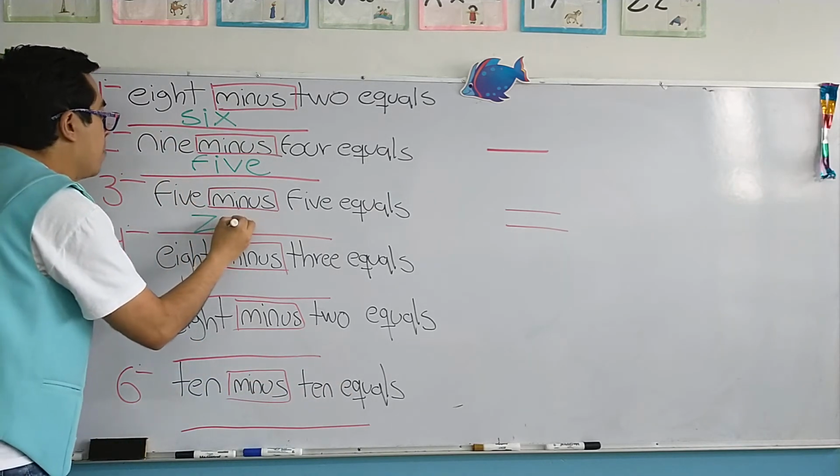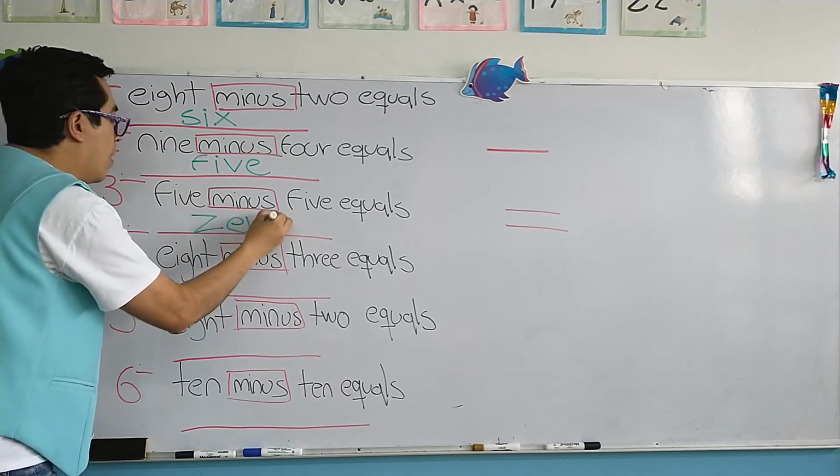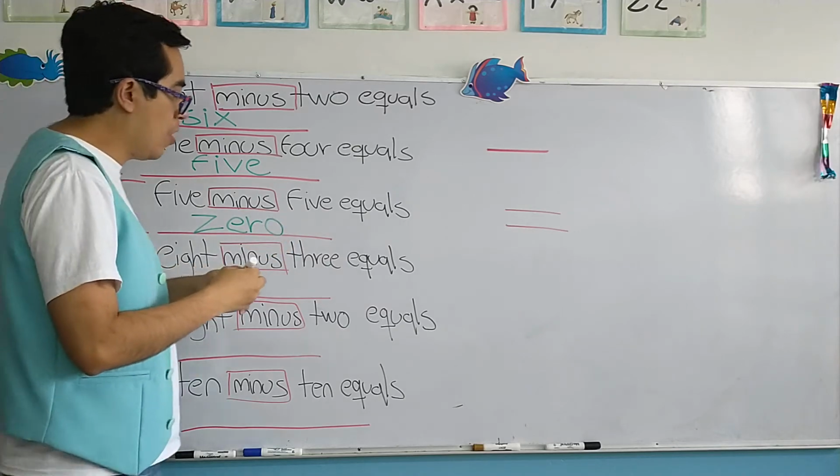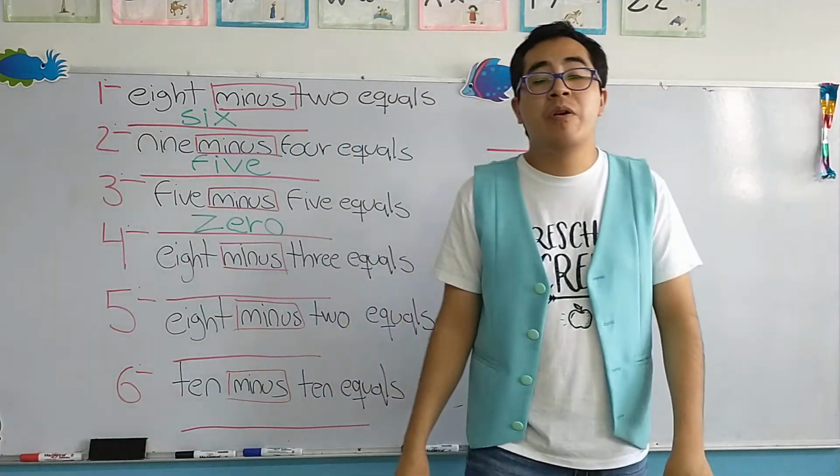Z of zebra, E-R-O. The result, number 0.